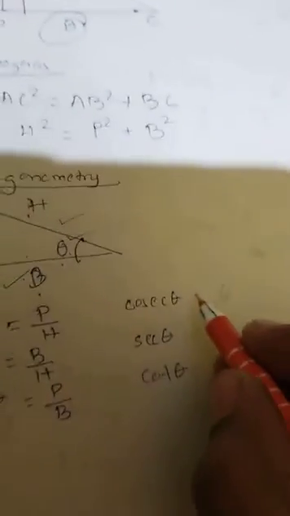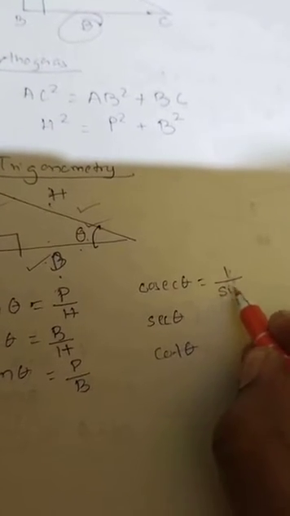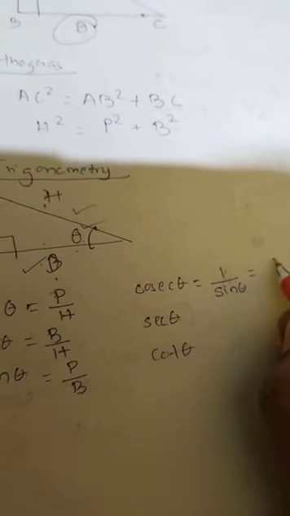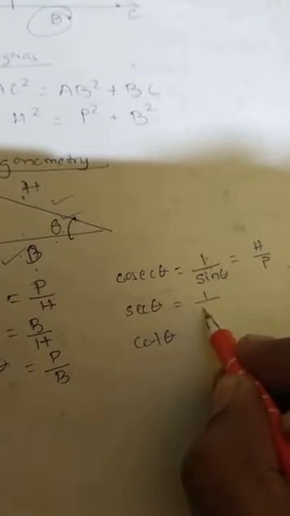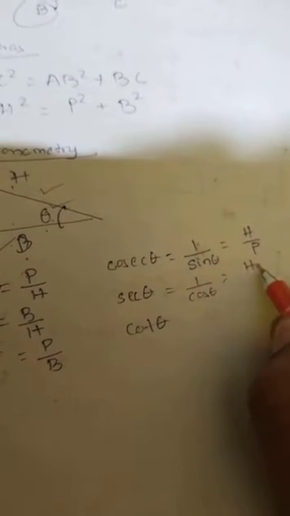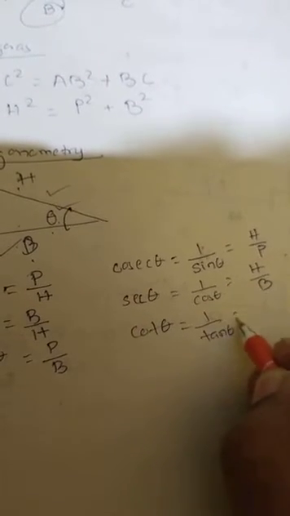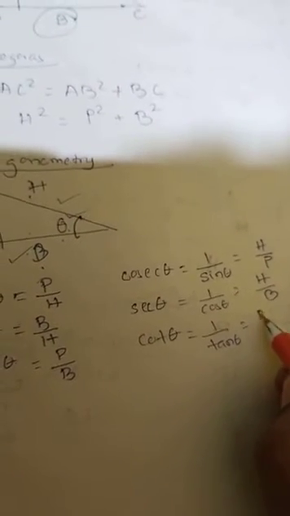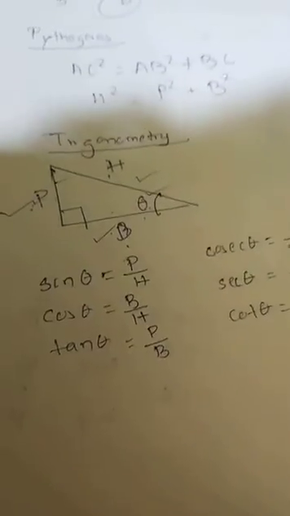Now what is cosec theta? Cosec theta is the reciprocal of sine theta. Now it becomes hypotenuse by perpendicular side. Sec theta is the reciprocal of cos theta. It will be hypotenuse by base, and cot is the reciprocal of tan theta. Simple as that. It will be base by perpendicular side. Easy.